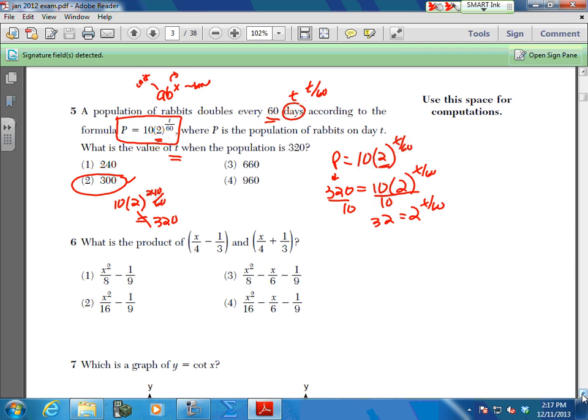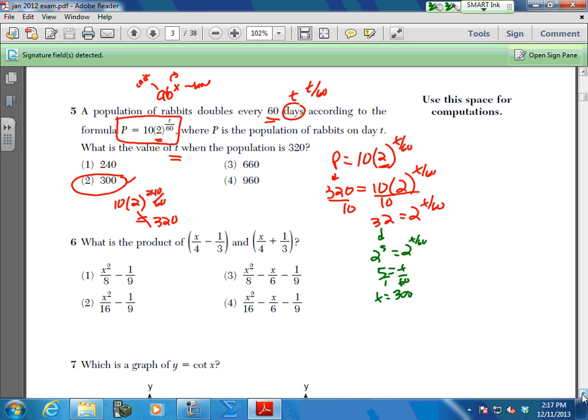Now you also have a couple of choices. You can bring this one down to a base of 2 so that the bases are the same. Then you can set your exponents equal to each other. And at this point, you can just cross multiply them. Cross multiply, and t is 300.